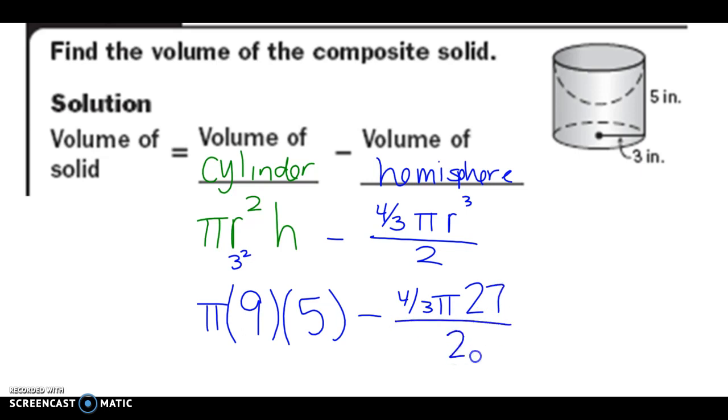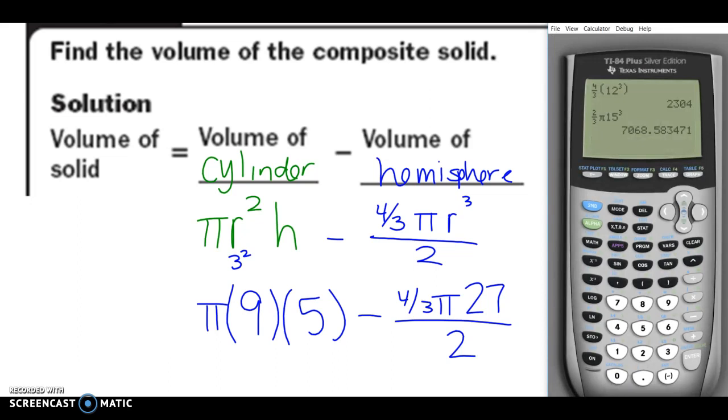And then we divide by 2. It doesn't tell us it needs to be in terms of pi, so we can just type it all in our calculator. Starting off with the volume of a cylinder, so pi times 9 times 5 minus... we've got a lot of things being multiplied and divided, so let's put it in as a fraction. How do we do a fraction? Alpha y equals.